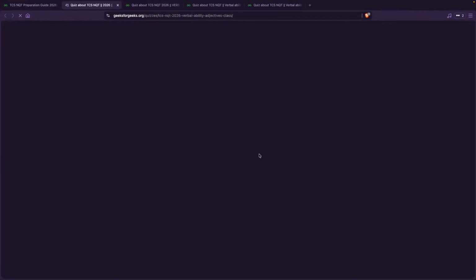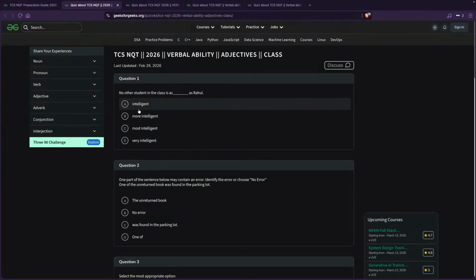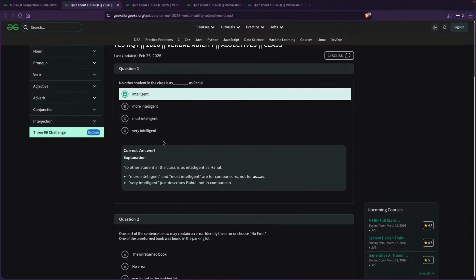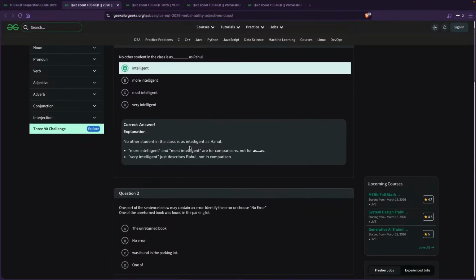Adjective. I don't know about the adjective thing. No other student in the class is as intelligent as Rahul. Yes. No other student in the class is as intelligent as Rahul. More intelligent and most intelligent are for comparisons. Not as very intelligent.